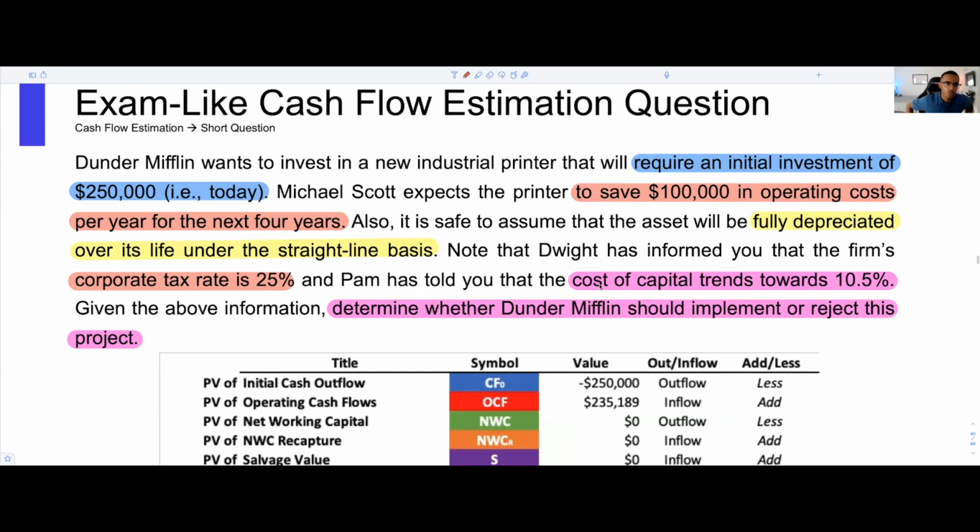So if we read this question together, we got Dunder Mifflin, and Dunder Mifflin wants to invest in a new industrial printer that will require an initial investment of $250,000 today. We know that an initial investment is something that we want to highlight. If I were you, on an exam, I would pick up my blue highlighter and highlight this in blue. Why do we highlight this in blue? It's because we know that this is the initial investment, and the initial investment is color-coded in blue. So we highlight that in blue.